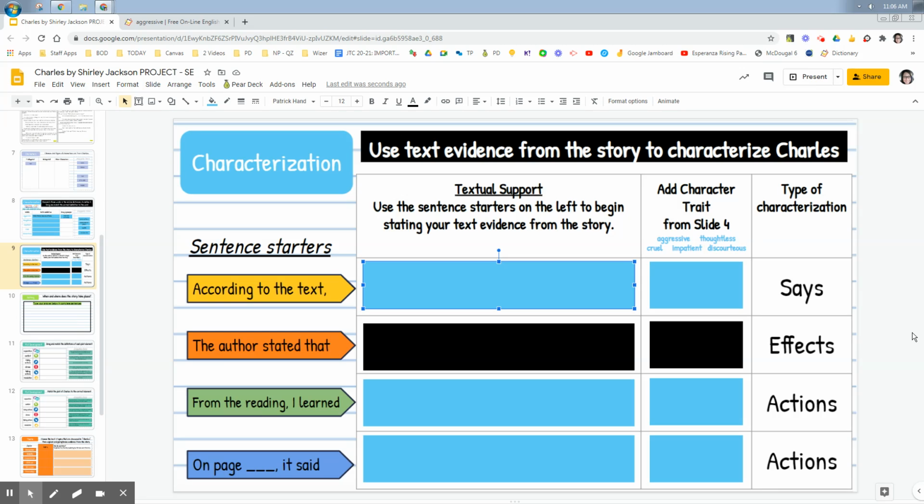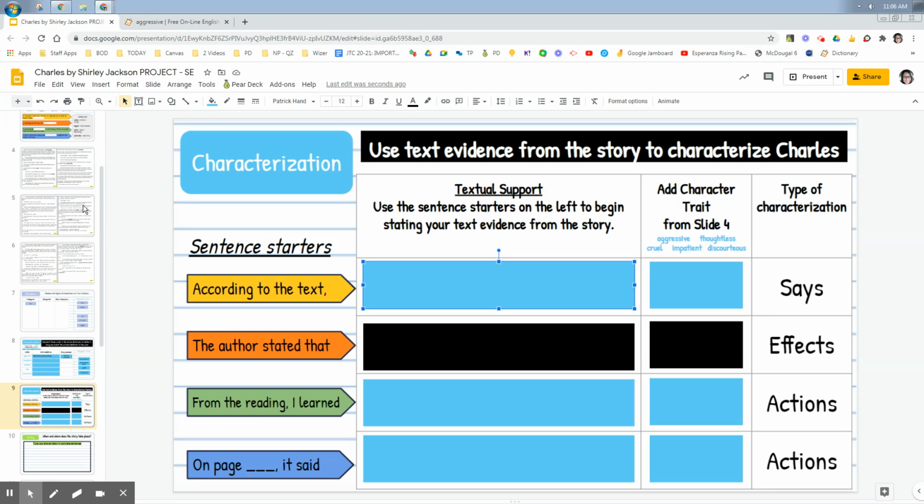So what we're going to be doing is finding text evidence from the story. So we might have to go back to page 1 through 6 on slide 4 through 6 to understand how we can find evidence to characterize Charles. So we know Charles is most likely the antagonist of the story. He causes all the conflicts and the issues.